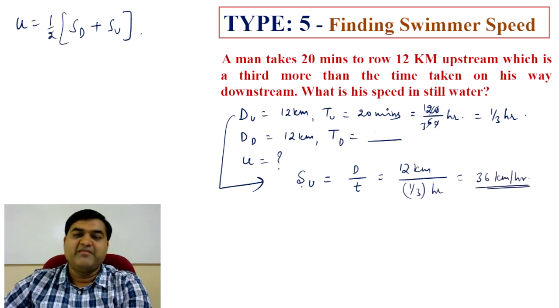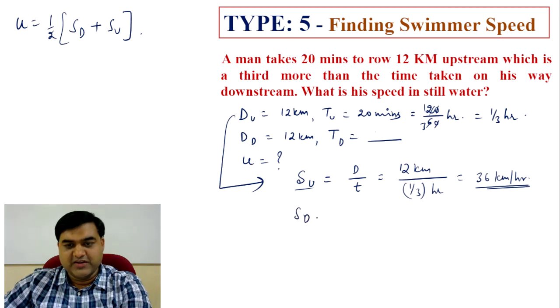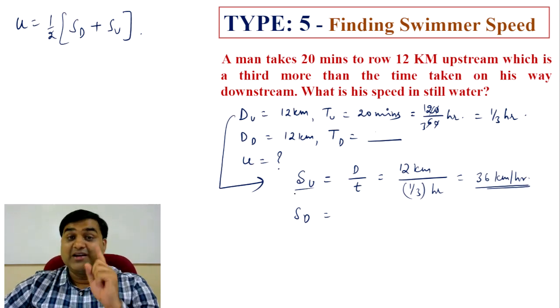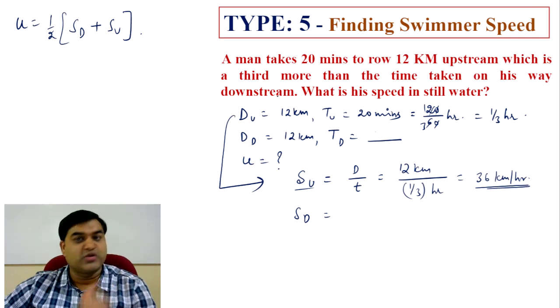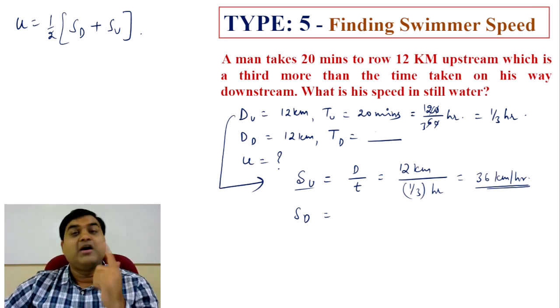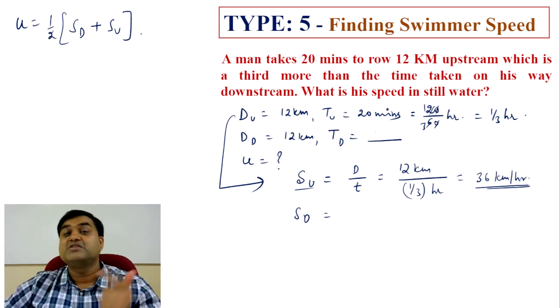Now when we talk about upstream, how to find the downstream speed? Just look at the question. Upstream the speed will be less, downstream the speed will be more. How much more? So what is given in the question? A man takes 20 minutes to row 12 kilometer upstream, which is 1/3 more than the time taken by him on his way downstream, right? Downstream his speed was more, that is why time is less. Upstream he takes more time. Why? Because speed is less, isn't it?